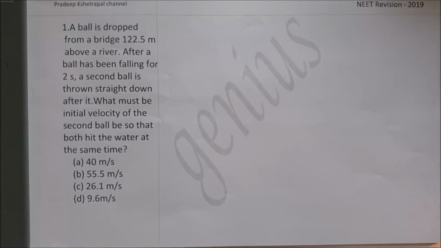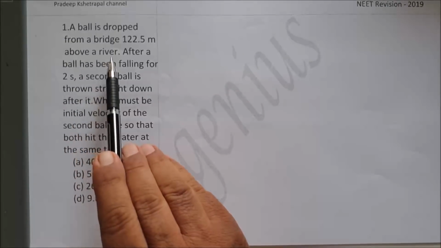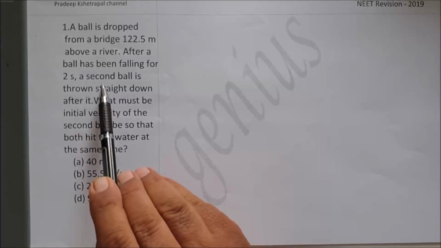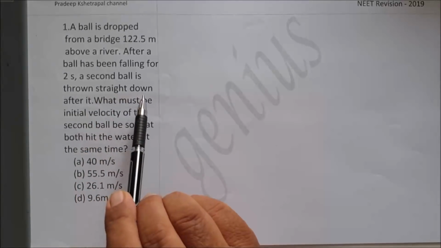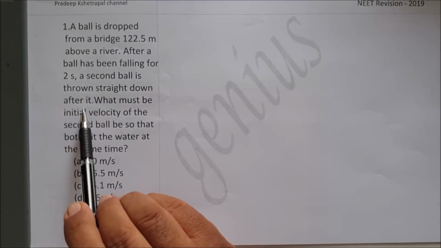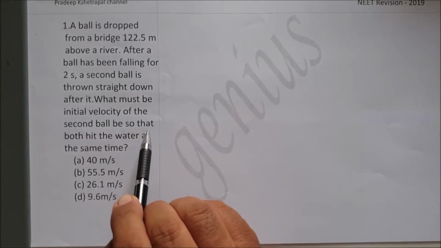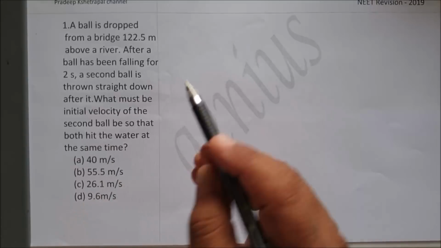A ball is dropped from a bridge 122.5 meters above a river. After the ball has been falling for 2 seconds, a second ball is thrown straight down after it. What must be the initial velocity of the second ball so that both hit the water at the same time?